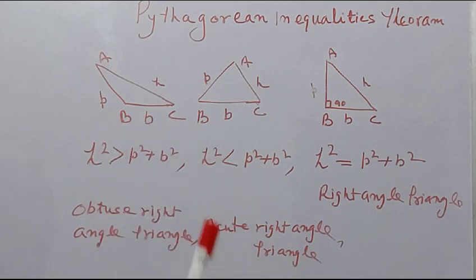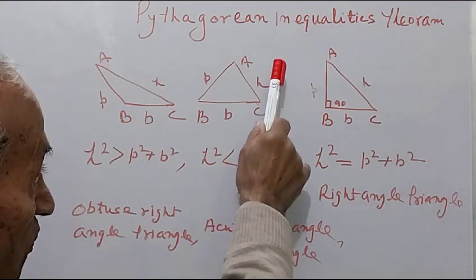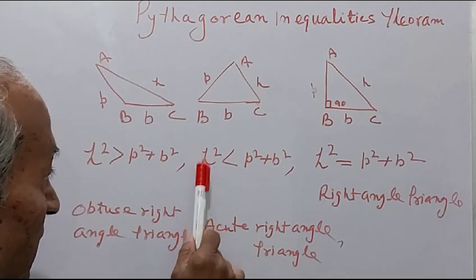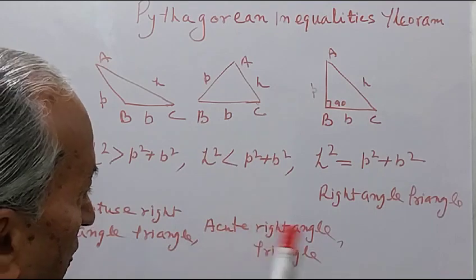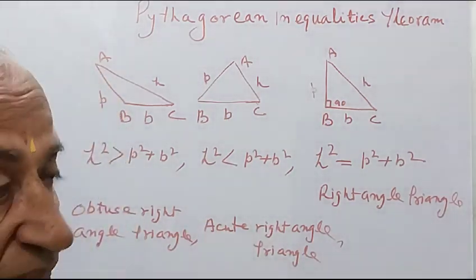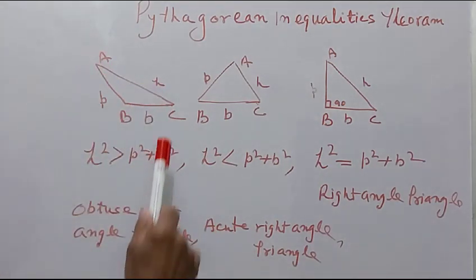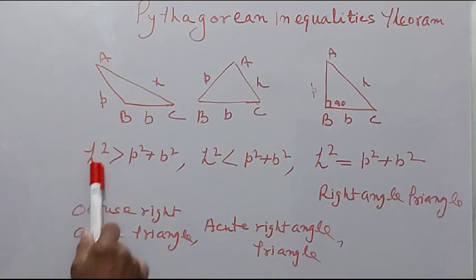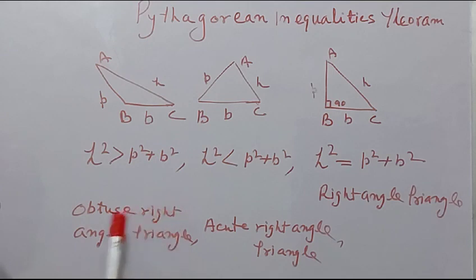Now in this case, if we say in ABC, which is an acute triangle, we consider one side as the hypotenuse, and if this side's square is less than the sum of the squares of the two sides, then it is known as an acute triangle. And in the case of an obtuse triangle, if h, the longest side, is such that h square is more than p square plus b square, then it is an obtuse triangle.